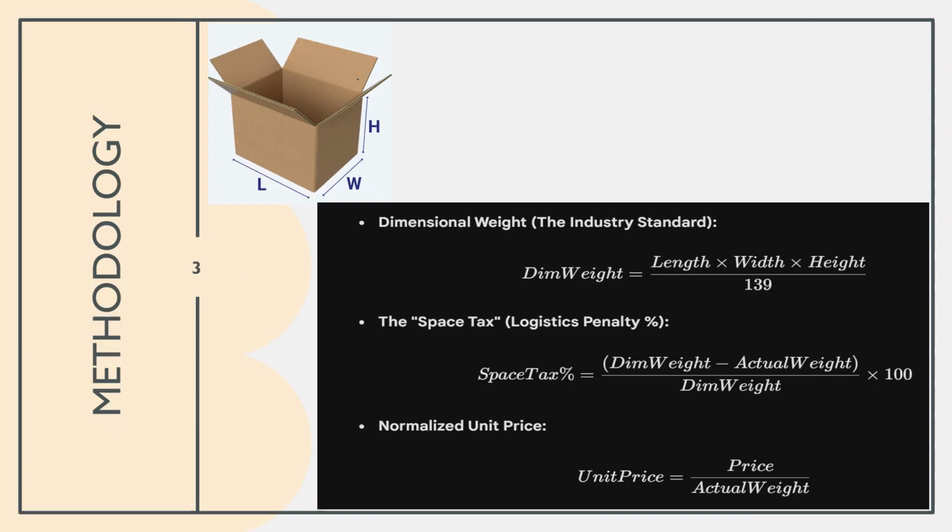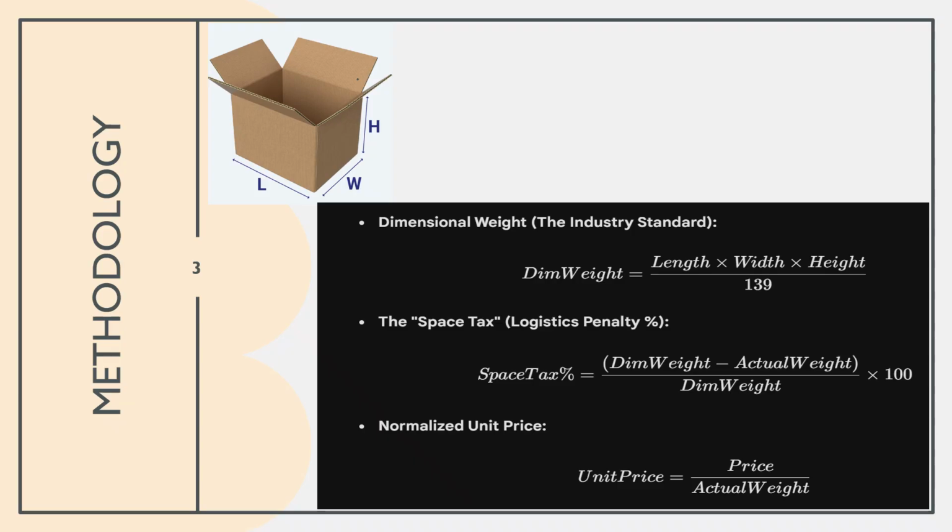Standard market strategies rely on the consumer's inability to do math at the shelf. To counter this, I've introduced a new dimension to our dataset through feature engineering. I used the industry standard 139 divisor to calculate dimensional weight. By comparing this to the actual weight, I created the space tax percentage. This allows us to mathematically define exactly when a consumer is being charged for empty space.